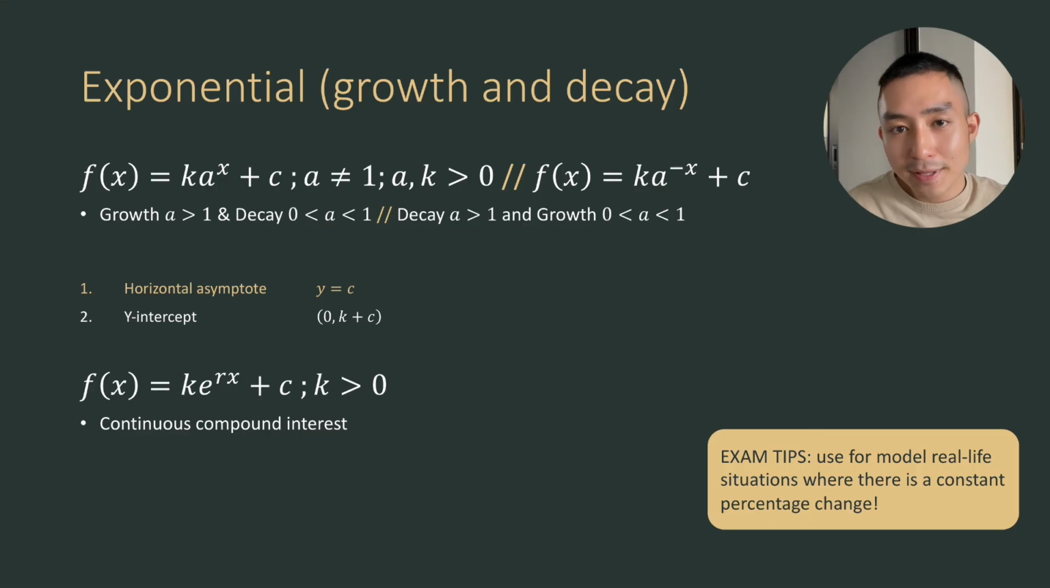There is a connection to compound interest. When it becomes continuous, it becomes an exponential growth function: k multiplied by e to the power of the rate multiplied by x, plus c.